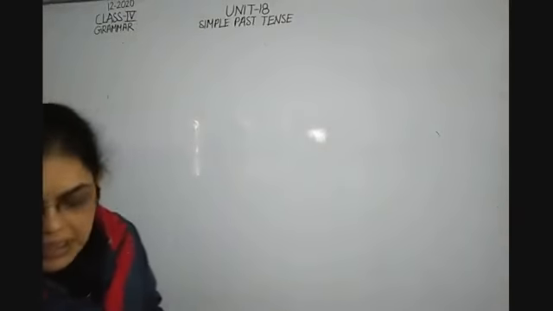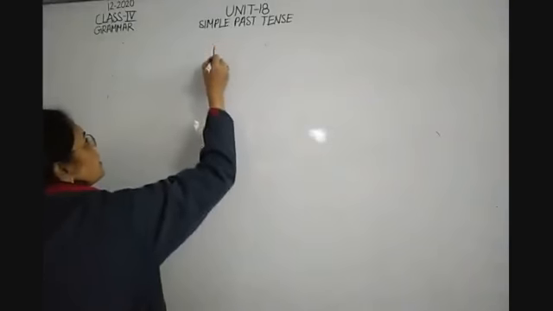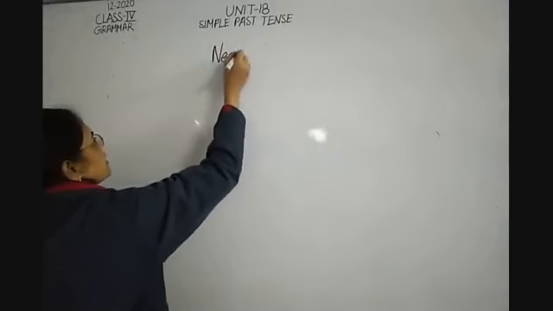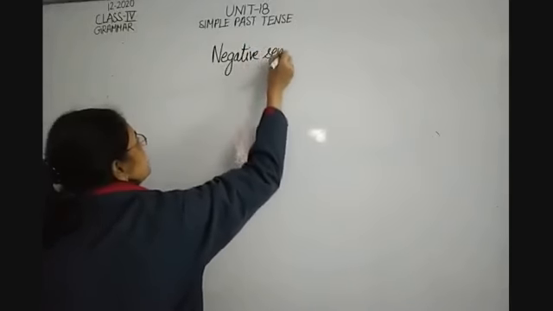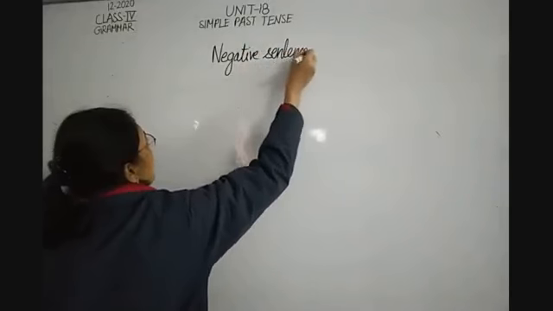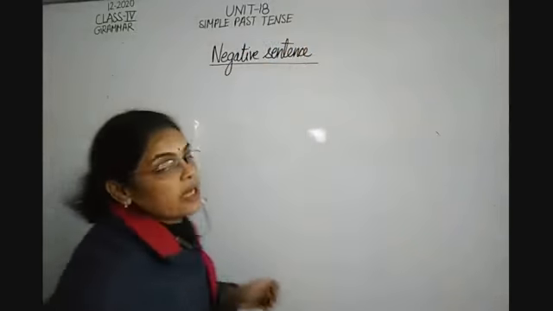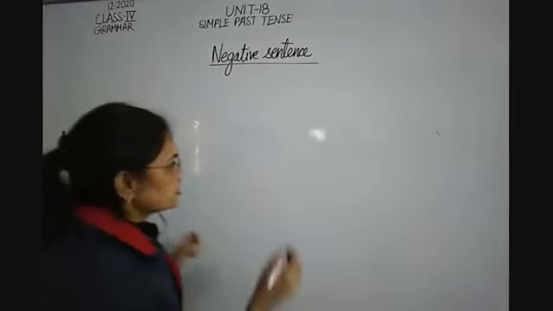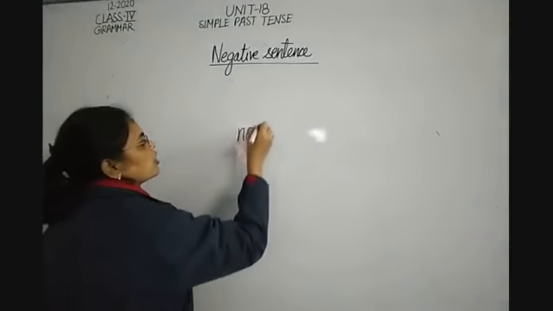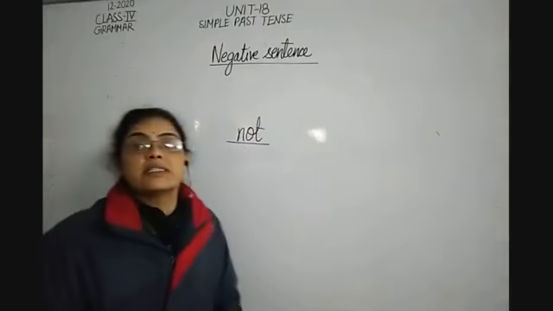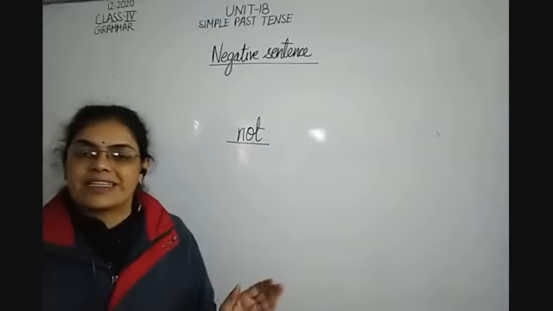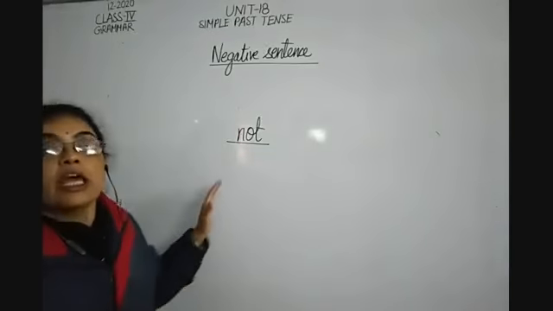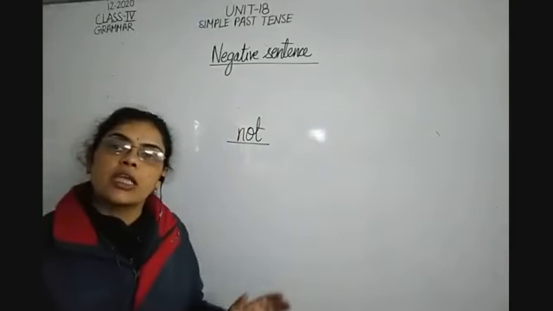Now for this you need to understand one thing, okay. Now we will read negative sentences in simple past tense, okay. First of all, what is a negative sentence? Any sentence in which "not" is used is a negative sentence. Any sentence in which "not" is used becomes what? A negative sentence.